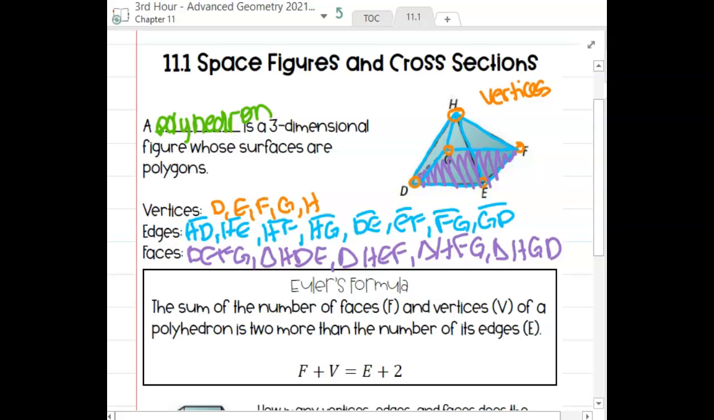And we know right now that there's other ways to name these. You could mix up the order of those letters, but just one way you could name all of those. That's one thing you're going to be doing today, identifying faces and edges and vertices.